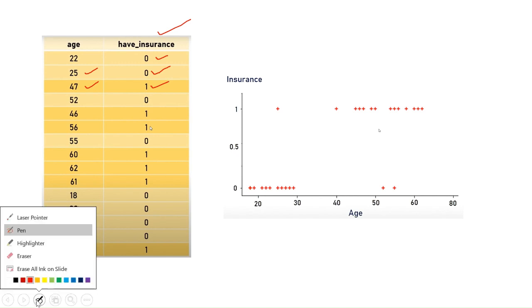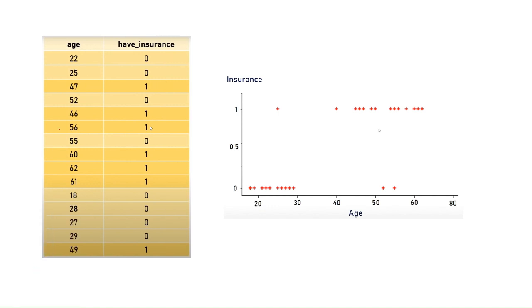Assume that you have a data set like this. So we have different persons' ages. First person 22 years of age, second person 25 years of age. Now corresponding to age, whether that person has insurance or not. Zero means no insurance. One means he or she has insurance. Assume that this is the data set we have now.